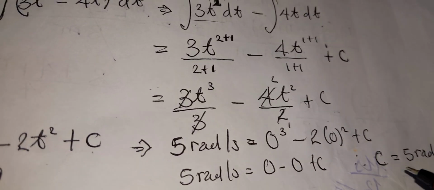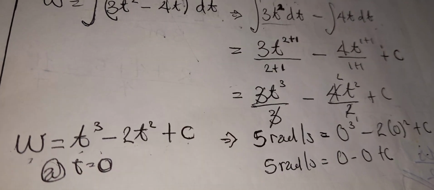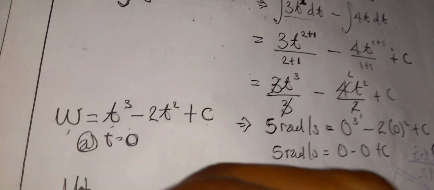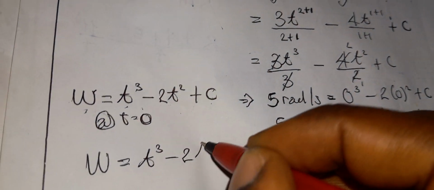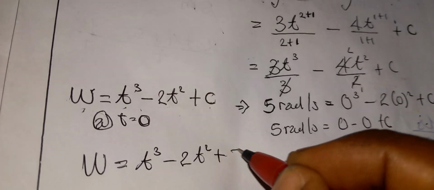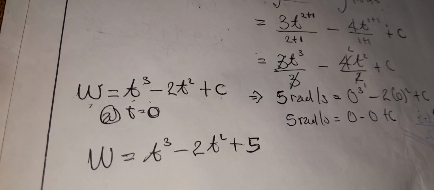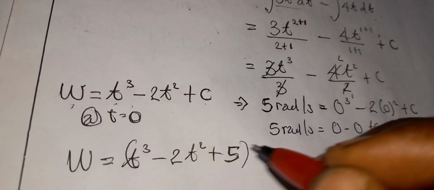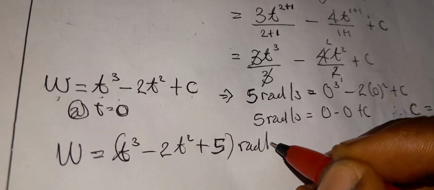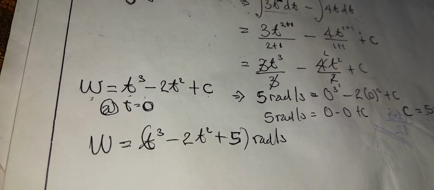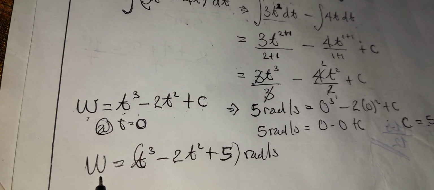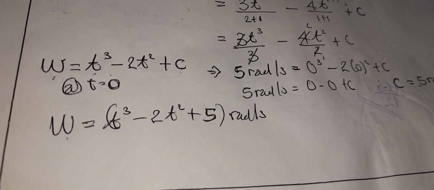Now we can substitute the value for c here. We can't have a value like this. This c has to be a number. That's why we went through the stress. So it means that w equal t to the power of 3 minus 2t to the power of 2 plus 5. Now the unit for everything here is rad per second. So this is the expression of angular velocity w as a function of time t. It's as simple as that.